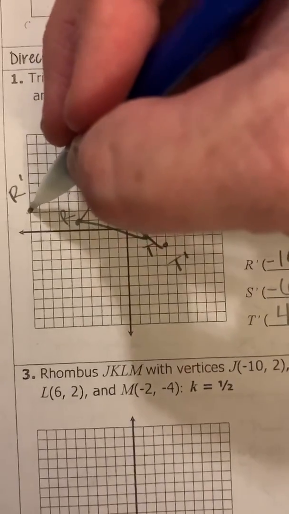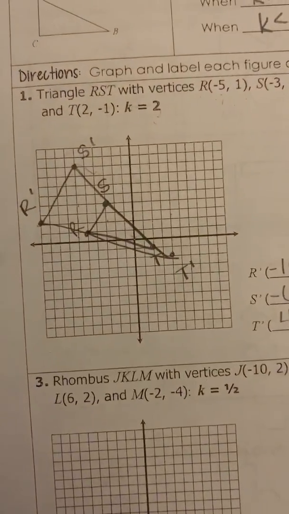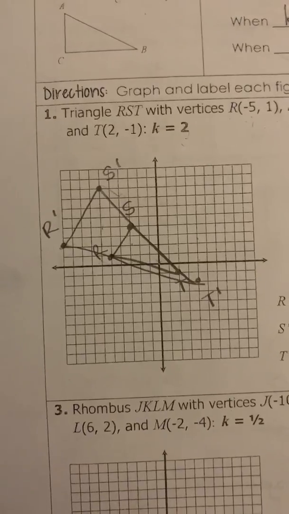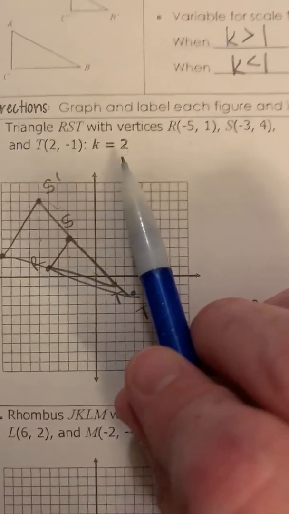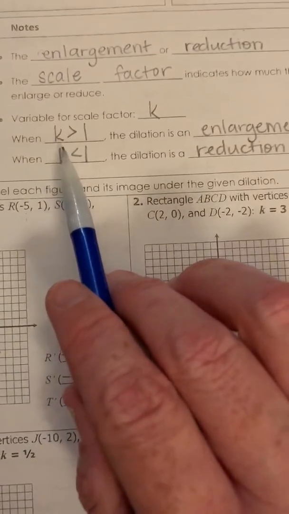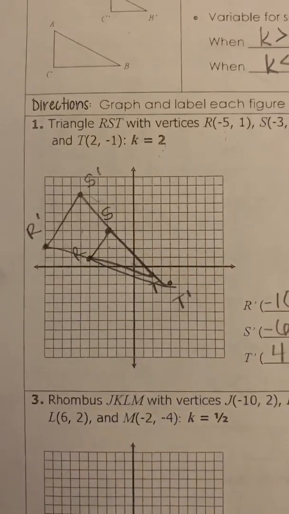And I can see, sorry my lines are not straight, but I can see that it is definitely an enlargement. And that makes sense because my scale factor is bigger than 1. And up here it told me scale factor greater than 1 is an enlargement. So that answer makes sense.